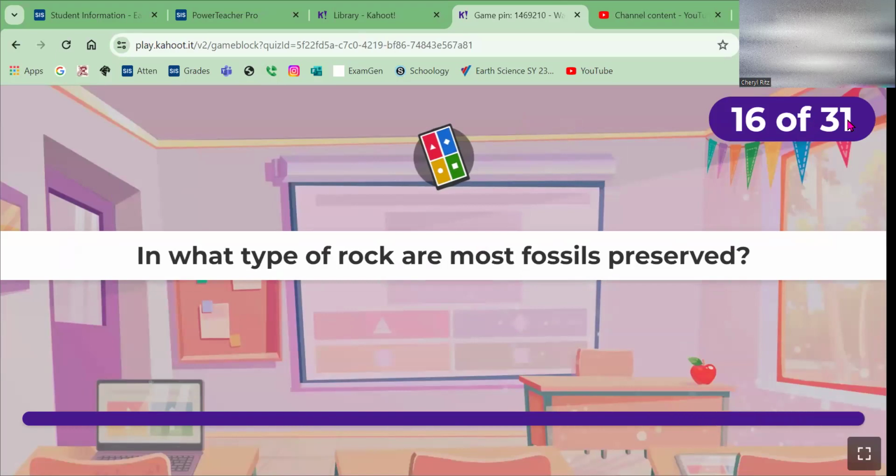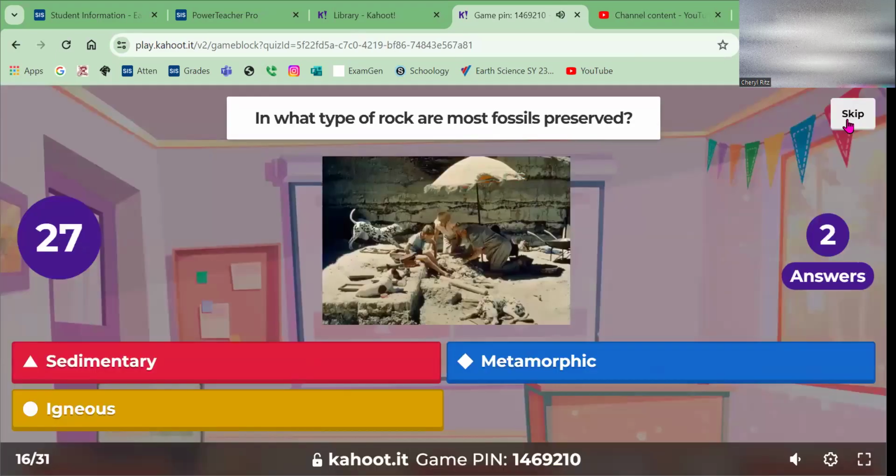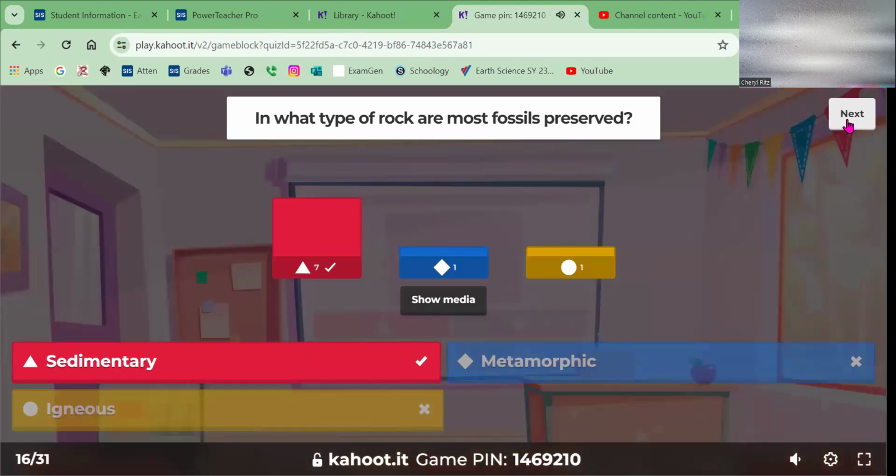Ooh, this is a good one. In which type of rocks are most fossils preserved? Yes, it is sedimentary.